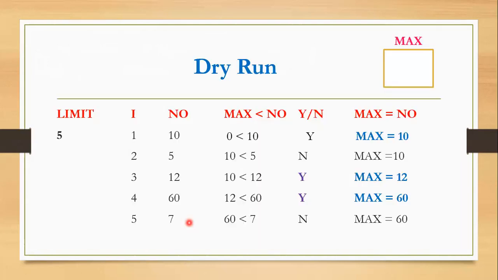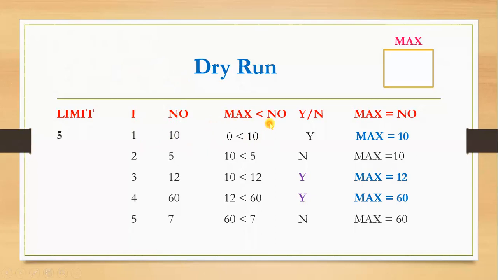Now let us see the dry run, children, of this program. I have shown, suppose for example, I have taken limit as 5. So what will be the value of I? 1 to 5. So 1, 2, 3, 4 and 5. When the value of I is 1, I am going to get the message input number. At that time, suppose I have entered number 10. Then checking is done here.